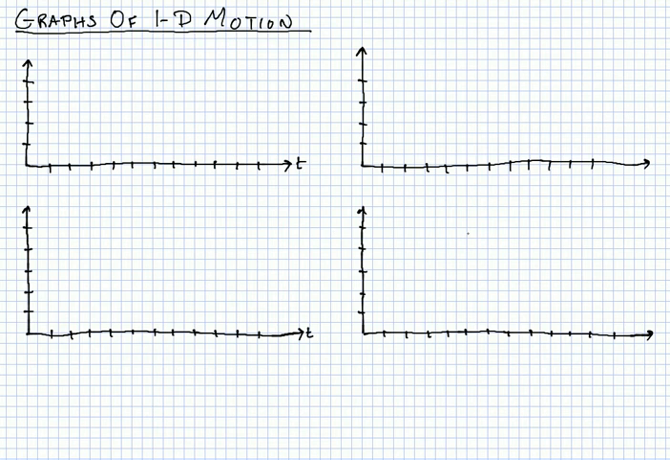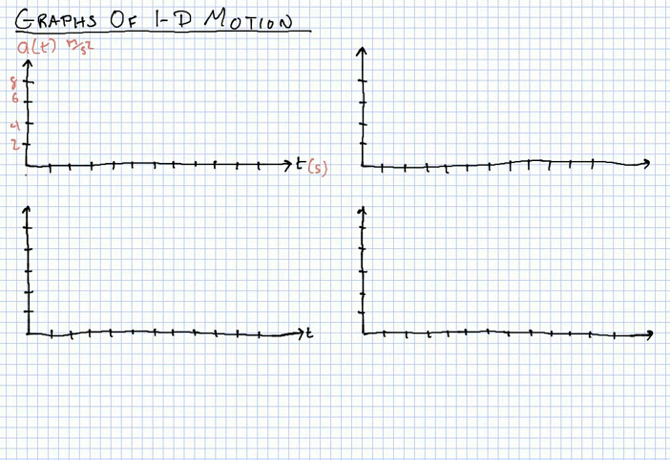So let's continue looking at graphs of one-dimensional motion, but this time we're going to go in the opposite direction. So now let's say we're given an acceleration as a function of t. And so we'll label 2, 4, 6, 8 in meters per second squared and time in seconds.